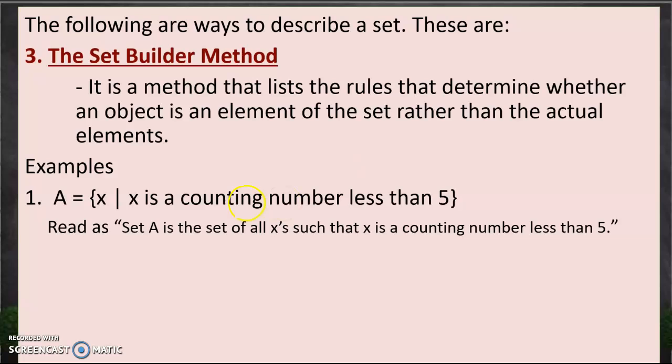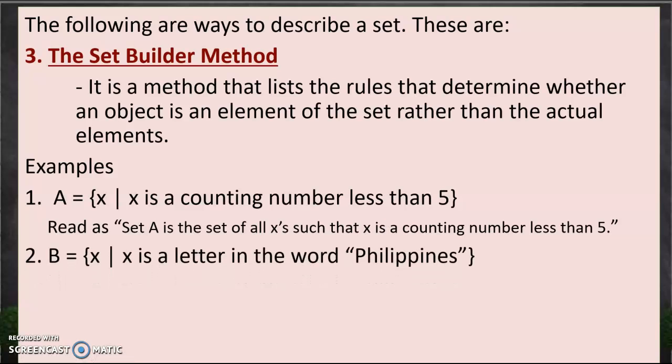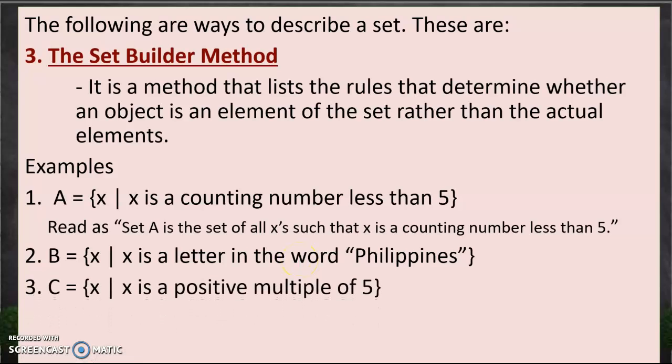So read as: set A is the set of all x such that x is a counting number less than 5. Okay, number 2. Set B is the set of all x such that x is a letter in the word Philippines. Then number 3. C is the set of all x such that x is a positive multiple of 5. Okay, so let us try.